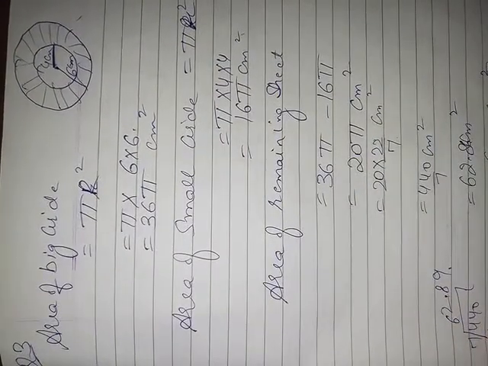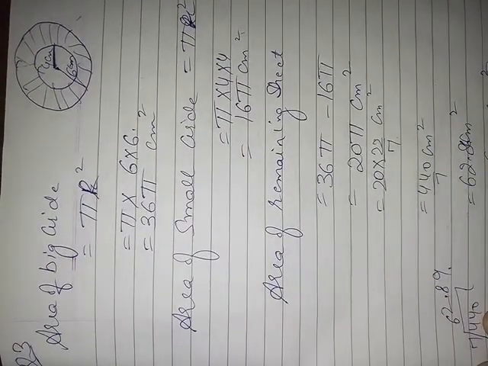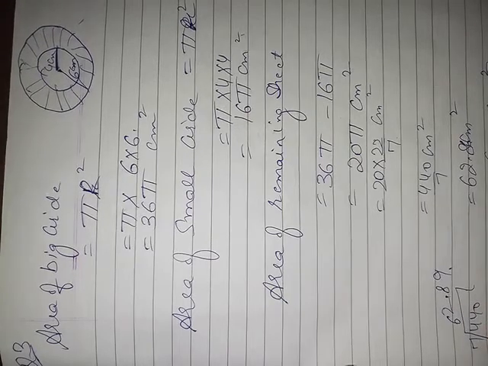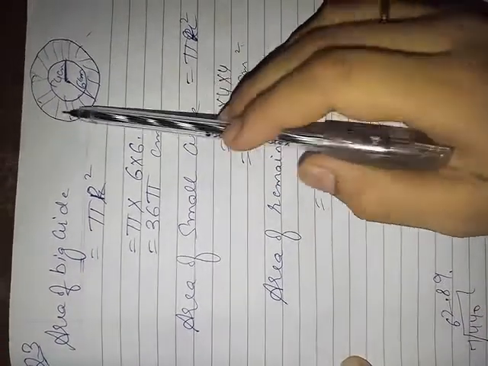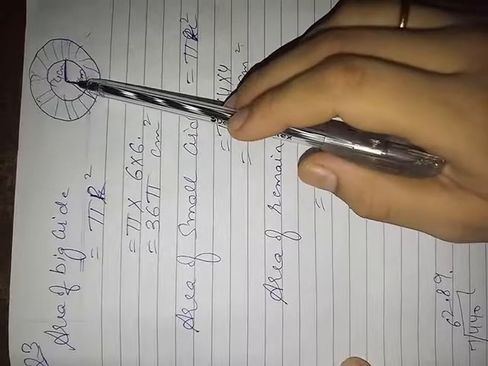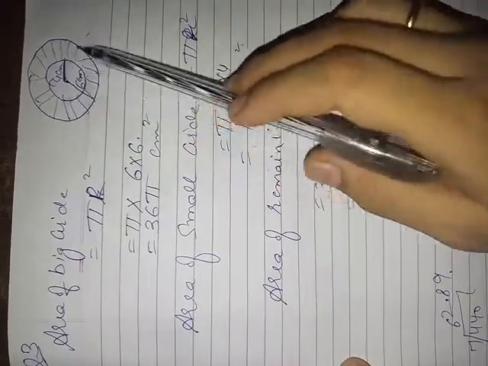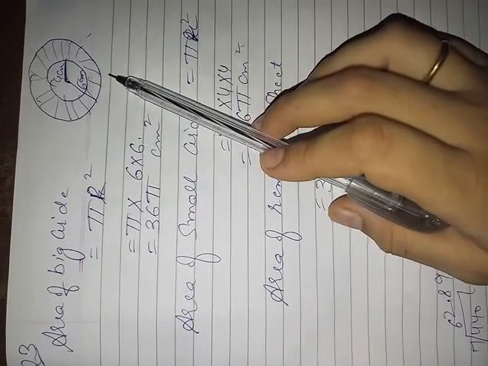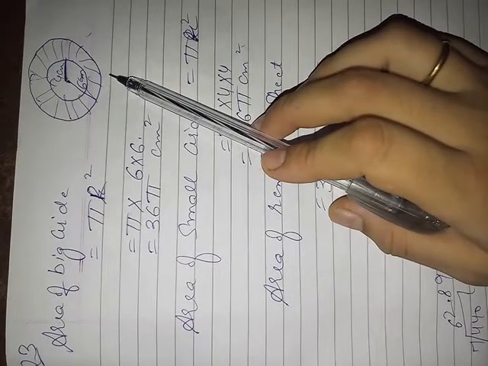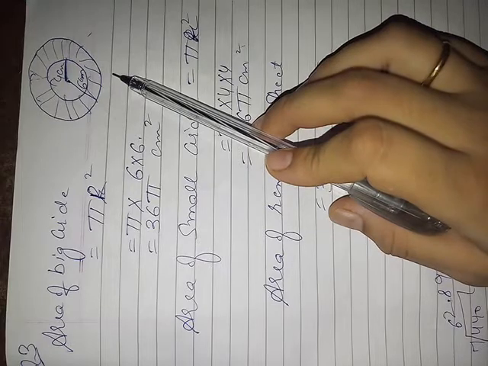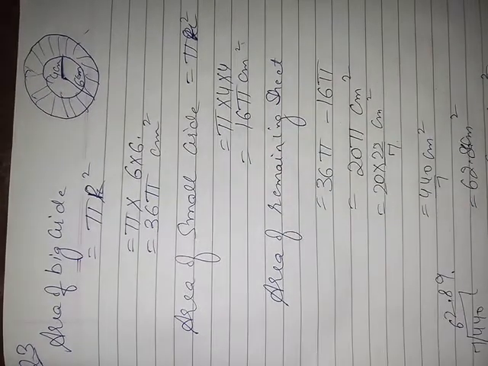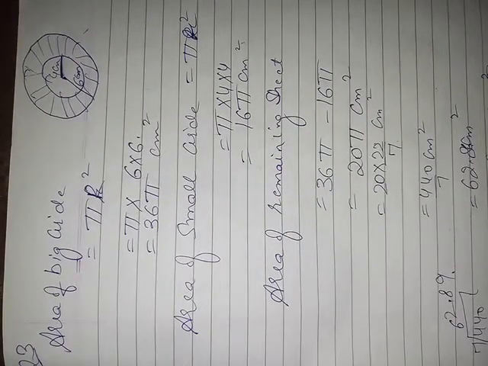From a circular sheet of radius 6 centimeter, a circle of 4 centimeter is removed. Like here, this whole complete is a 6 centimeter circle. We are going to remove a 4 centimeter circle. It means we want to find the area of the shaded region. This is a figure of a ring. So area of ring is pi capital R square minus pi small r square. It means area of big circle minus area of small circle.